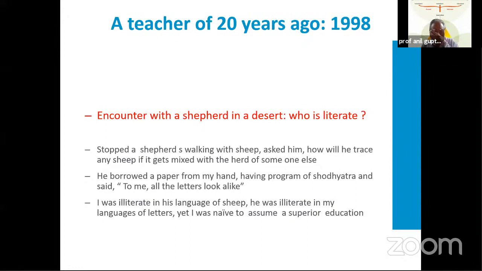I thought, how can somebody keep track of 200 sheep? But he did. He knew. Some of you who know the communities which rear sheep or goat or cattle, herders, they know each animal by its form, name, design. Many times they give names also to them. And I didn't see the difference. To him, all the letters looked alike. He was illiterate in my language, I was illiterate in his language, and I was making fun of him in some sense. That was a slap on my face. How would I learn this unless I have an encounter of this kind?